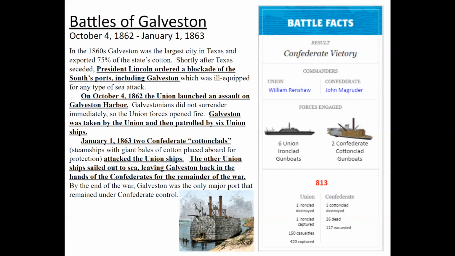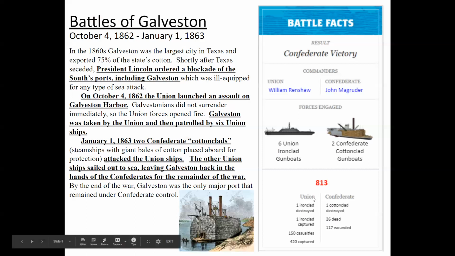And it actually ends up working really well, and the Confederates, or the Texans, are able to sink a lot of these ships, and the rest just retreat, allowing Texas to reclaim its port and use it to bring in economic stability, as well as ship supplies to other parts of the Confederate States of America. So this is a really important win for the Confederate States.